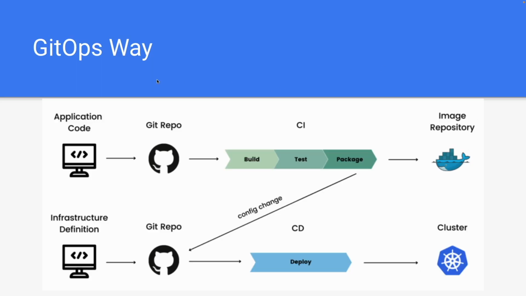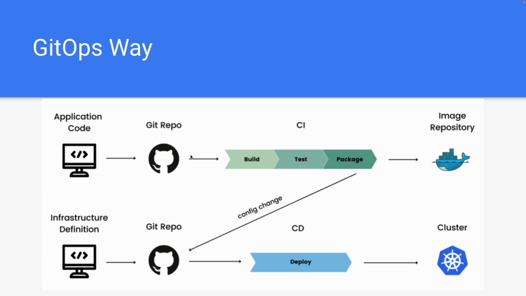Now let's see what is the GitOps way of doing this. In the GitOps way, we will just put the application code in Git, a similar pipeline will run here, and then at the end of the pipeline we will have one more repo which will have the infrastructure definition of this application. At the end of this pipeline, it will put some changes in this repo, and automatically one more CD pipeline will get triggered, and the code will automatically get deployed to Kubernetes or any cloud.